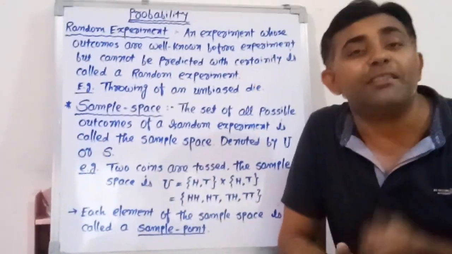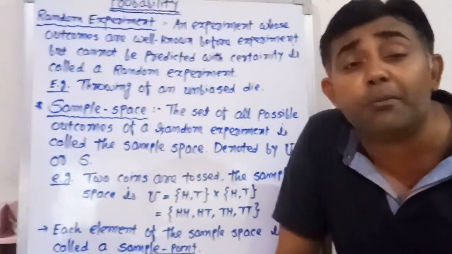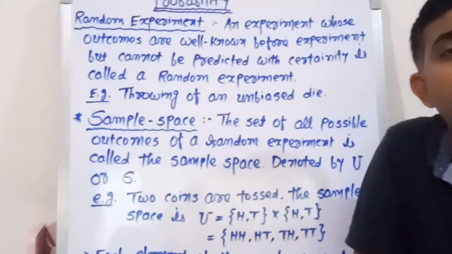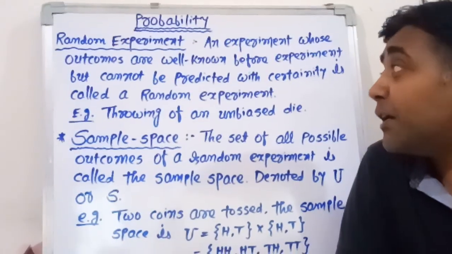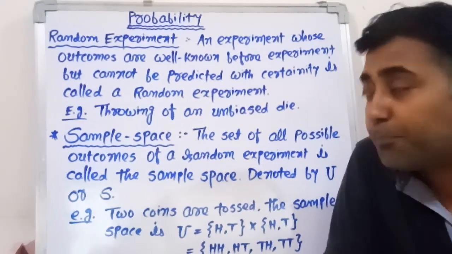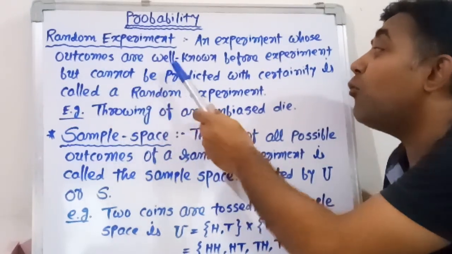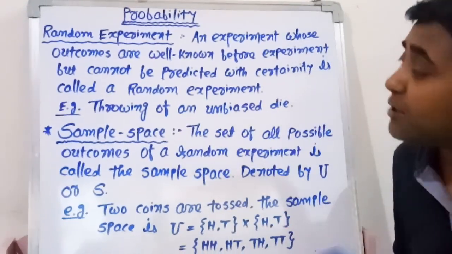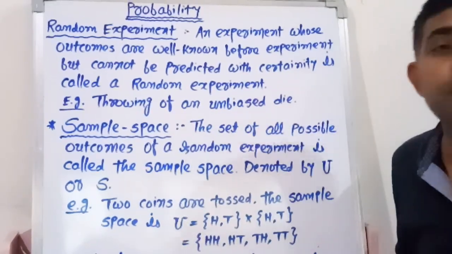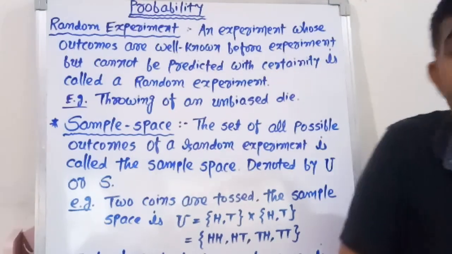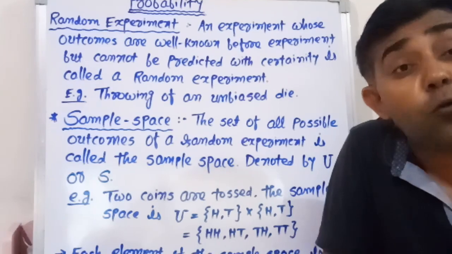The first topic of this chapter is random experiment, because without random experiment we cannot define probability easily. So what is a random experiment? Actually the definition is very simple. An experiment whose outcomes are well known before the experiment but cannot be predicted with certainty is called a random experiment. It means that for any experiment we decide, before the experiment we know the possible results.